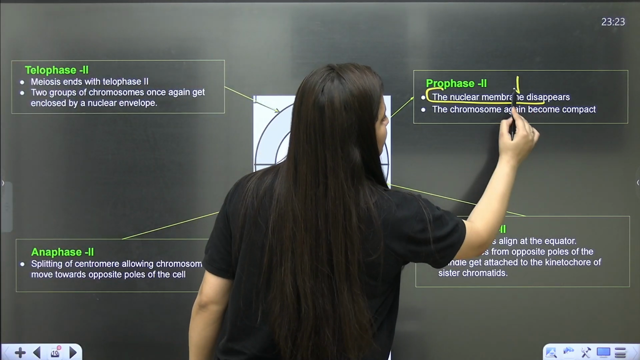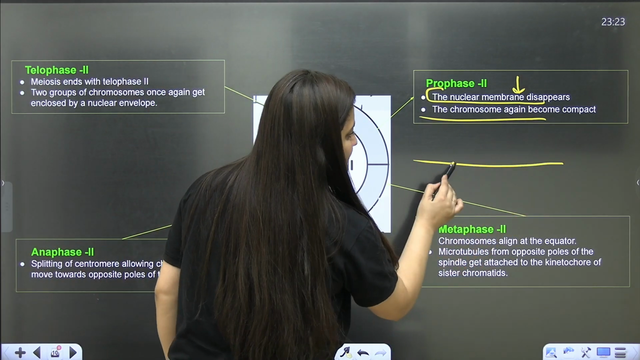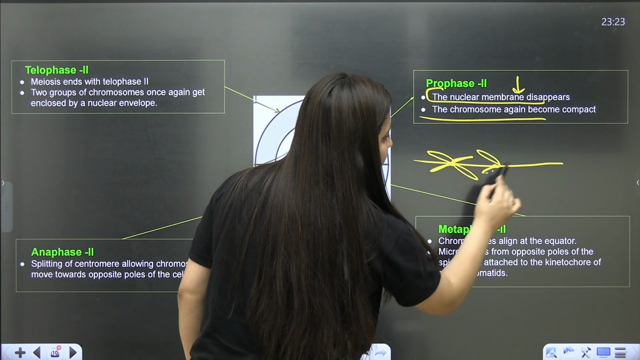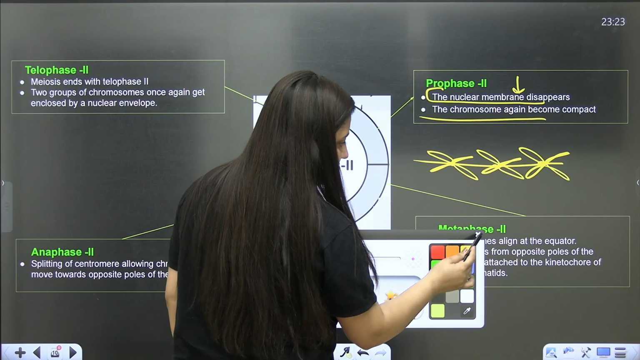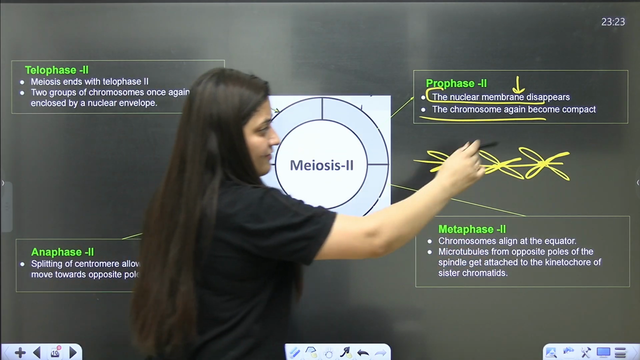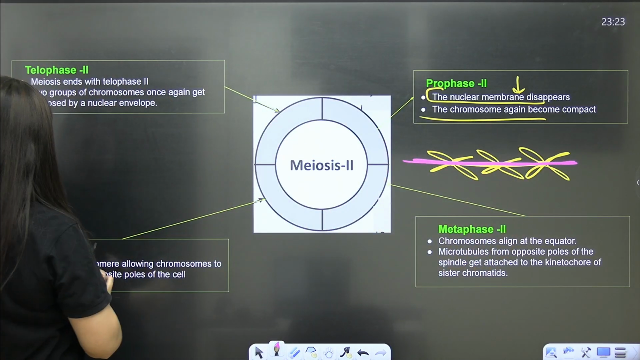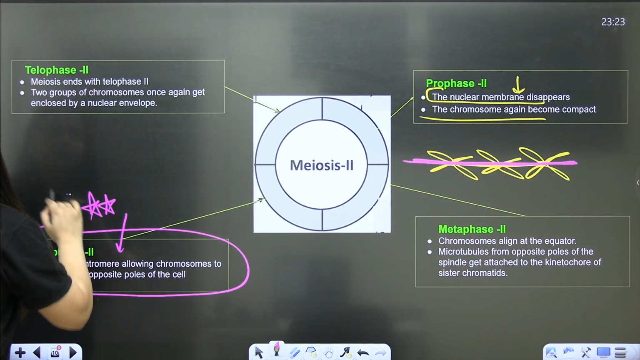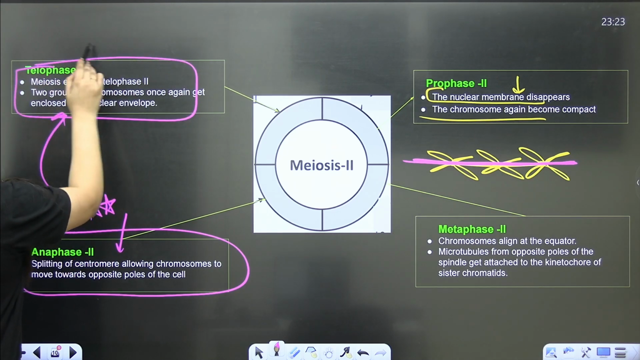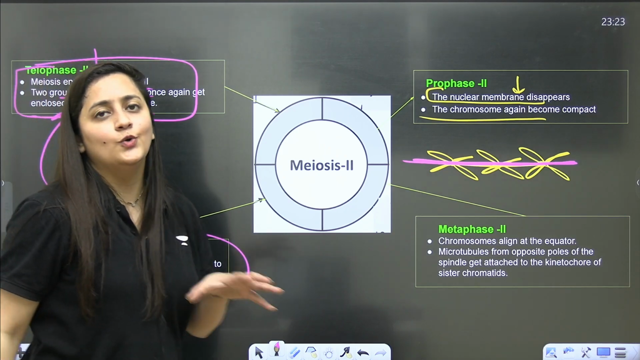Again, the nuclear membrane disappears, chromosomes again become compact. Then in metaphase 2, again you will see it is just like mitosis, right? The haploid chromosomes, that half number of chromosomes, will arrange on the metaphasic plate. Then there will be the splitting of centromere when you talk about anaphase 2. And finally telophase 2, right? So meiosis ends with telophase 2, 2 groups of chromosomes once again get enclosed by the nuclear envelope.